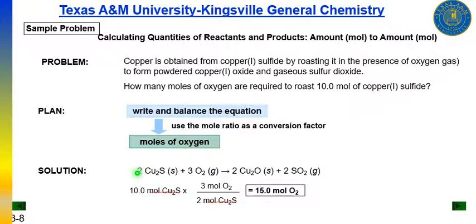From your balanced reaction, 2 moles of copper 1 sulfide produce 2 moles of sulfur dioxide and require 3 moles of oxygen molecule. Therefore, you use 10 times 3 divided by 2. The answer is 15 moles of oxygen molecule are required to roast 10 moles of copper 1 sulfide.